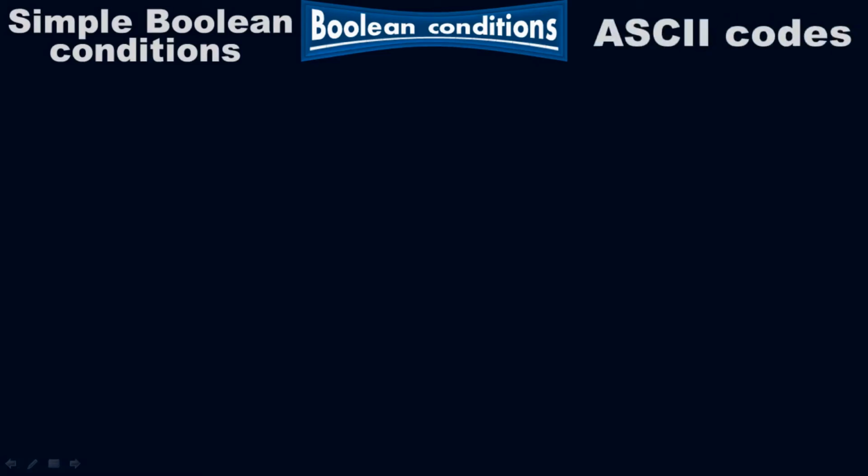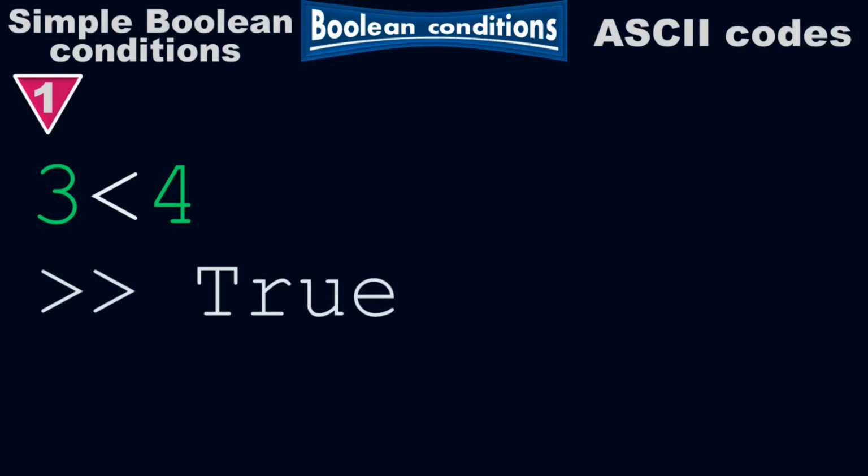ASCII codes. What do we mean by the ASCII codes? Let's understand the ASCII codes. To understand them, we are going to do some examples here. Example number 1: 3 is less than 4. When you run the program, you will get True. How do we know that 3 is less than 4 in Python?